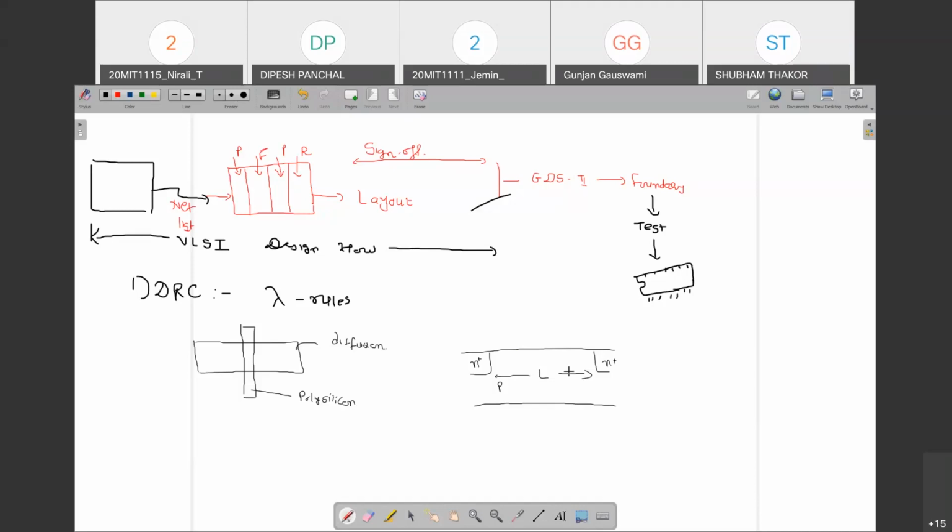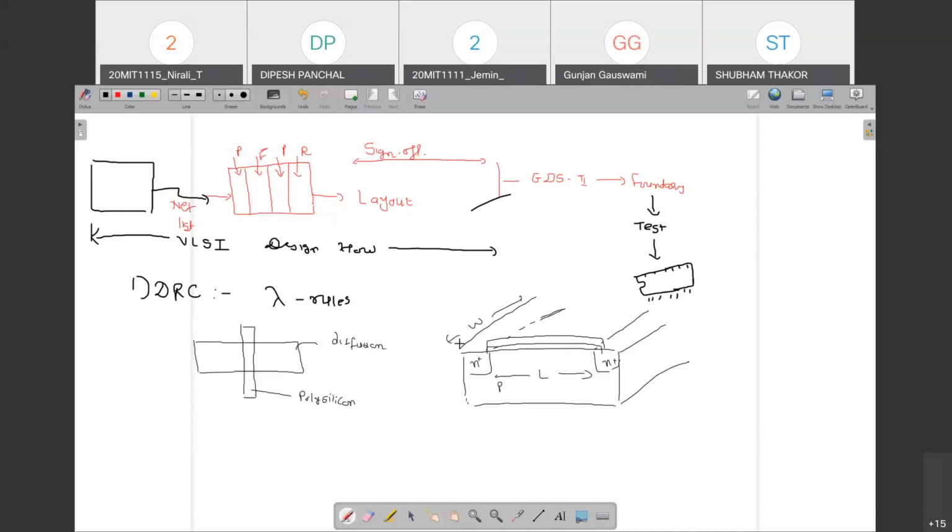So if I extrude this to look at the 3D view, this is my gate oxide, and on the top we have a polysilicon gate, and then I expand it in this way. So this is identified as the width of the MOSFET.